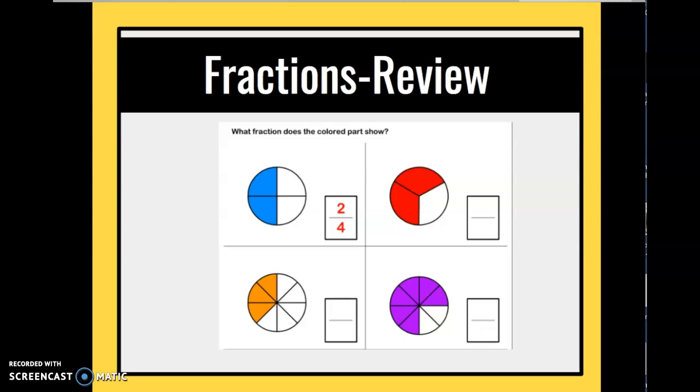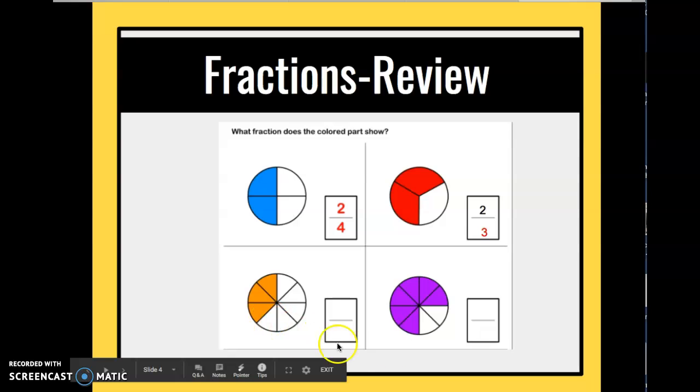So practicing, this first shape is a circle that is divided into 4 equal parts, and 2 are shaded. And we say that fraction as 2/4. Looking at this next shape, this circle is divided into how many equal parts? It is divided into 3 equal parts. How many parts are shaded? 2 parts are shaded. We say that 2/3 of the circle is shaded.